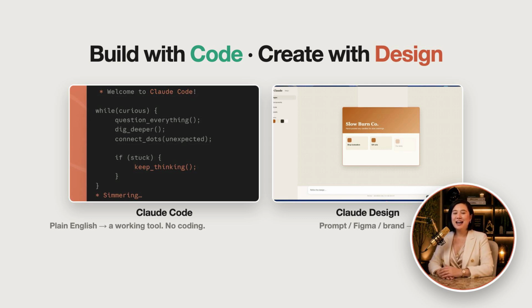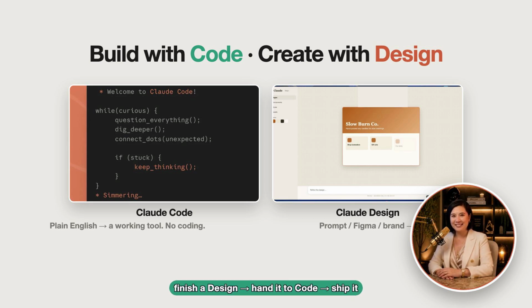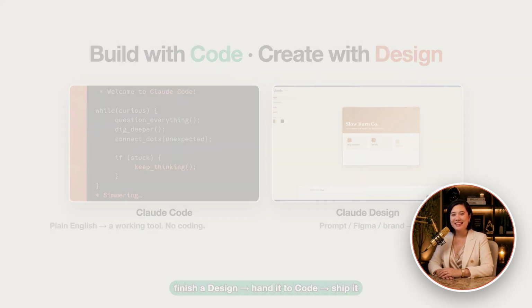And once you've got a design you love, you hand it straight to code to actually ship it. It's wild. So that's layer 1: 4 products, 4 jobs, 1 subscription.